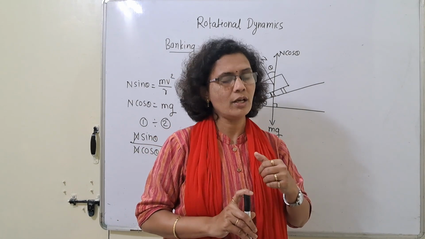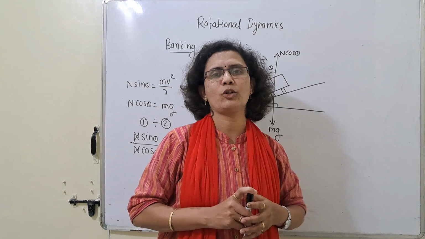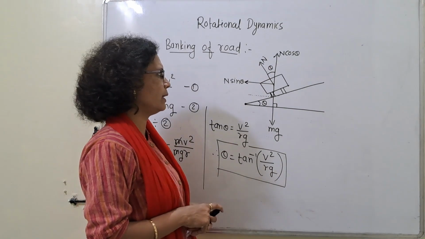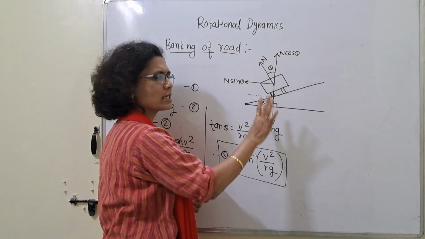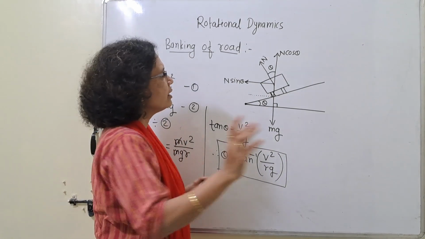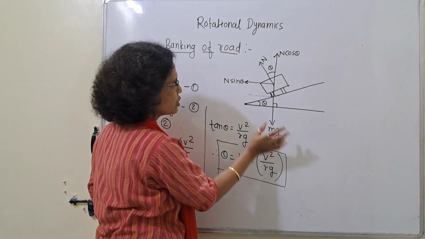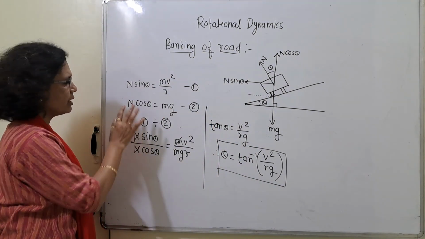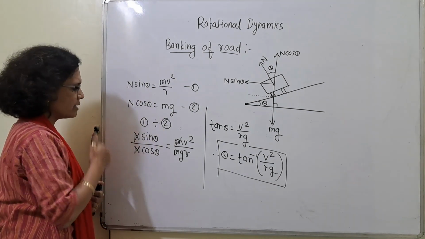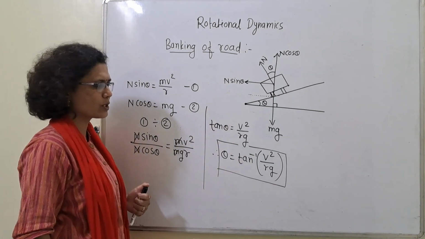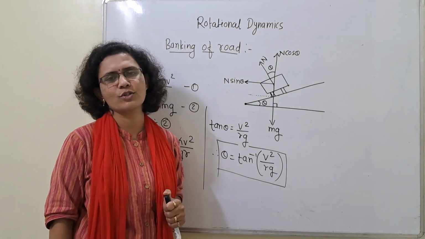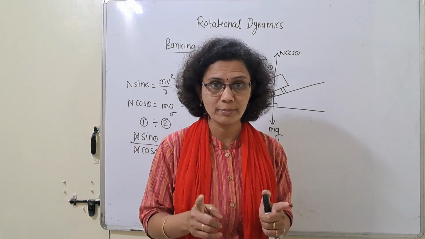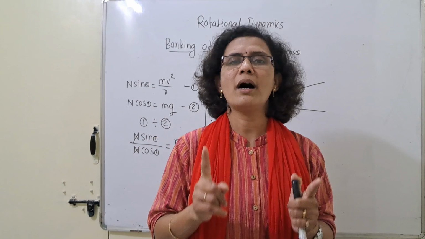If we consider friction, we can calculate the upper and lower limit of the speed. That we will discuss in the next part. But for this derivation, we consider n sin theta and n cos theta, these two components of the normal reaction. Here, n cos theta balances the weight force mg and n sin theta provides the centripetal force. So, n sin theta is equal to mv square by r, n cos theta is equal to mg. If we divide these equations, we get tan theta is equal to v square upon rg. Therefore, theta will be tan inverse of v square upon rg. This is the formula for the angle of banking, and it does not depend upon the mass of the vehicle.